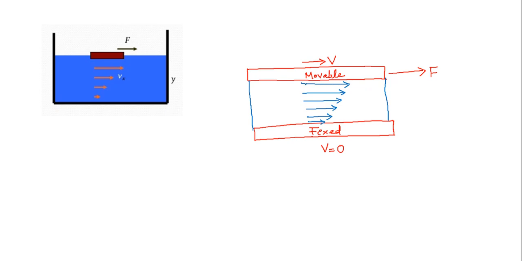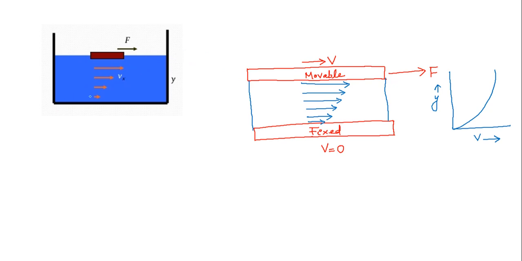Here the length of the arrow represents the magnitude of velocity. So here we can conclude that the fluid layers which are adjacent to the movable plate will experience more velocity, whereas the fluid layers adjacent to the fixed plate will experience very less velocity. This is how the velocity profile will be. This is the y-axis, this is the velocity axis. This picture also explains the same phenomenon.